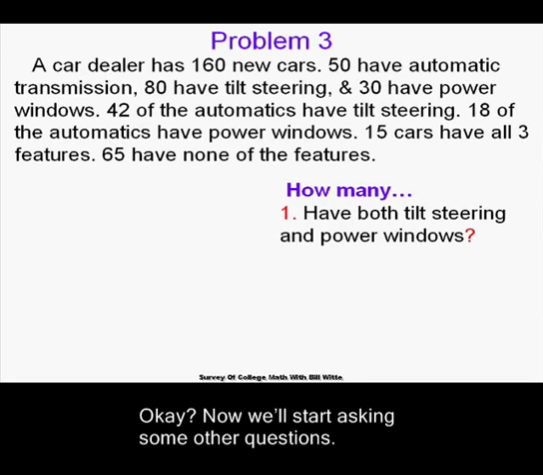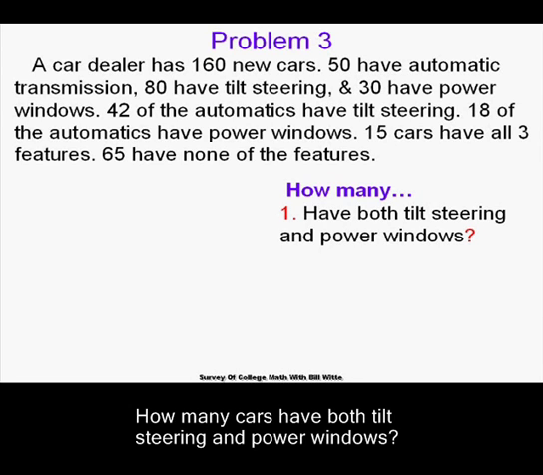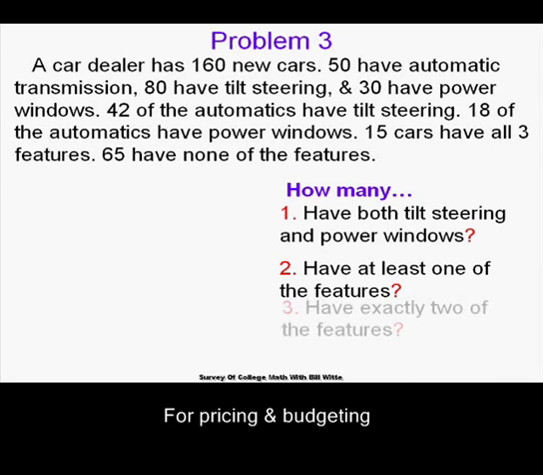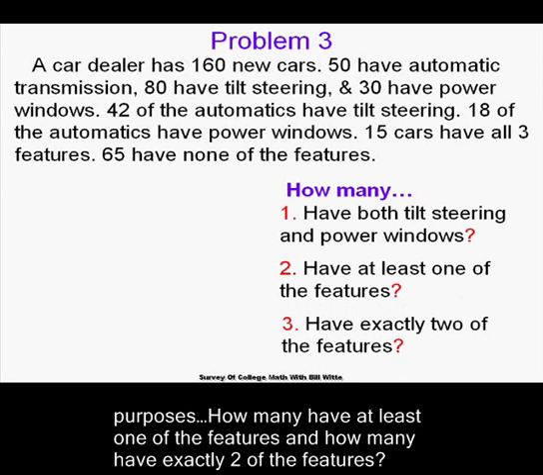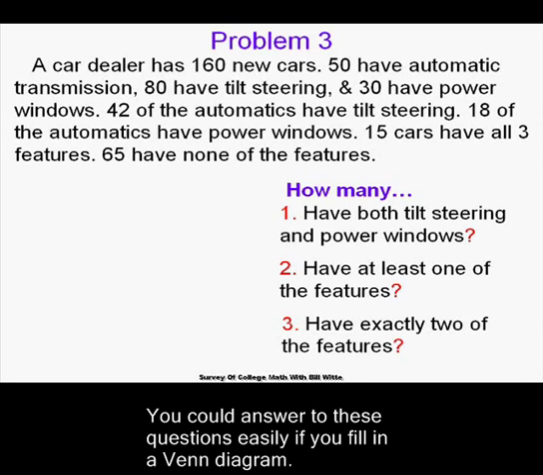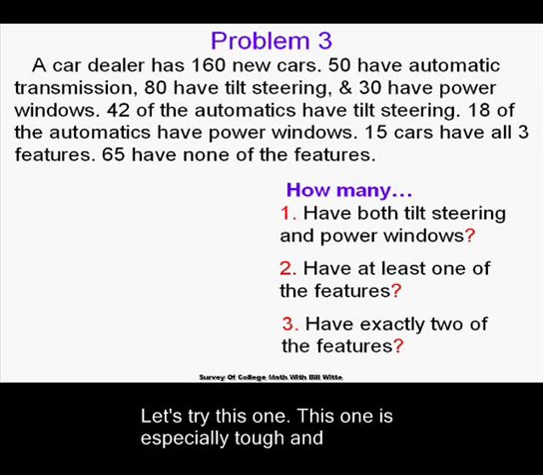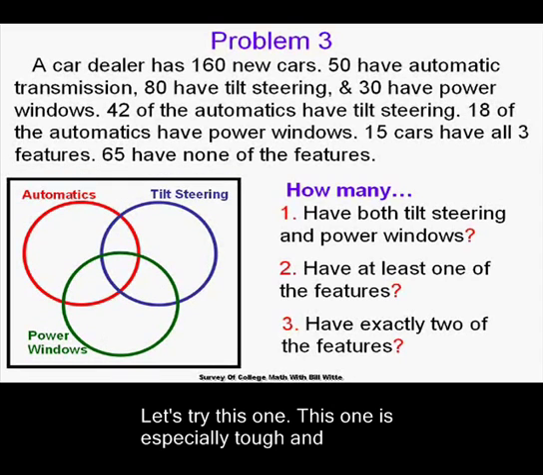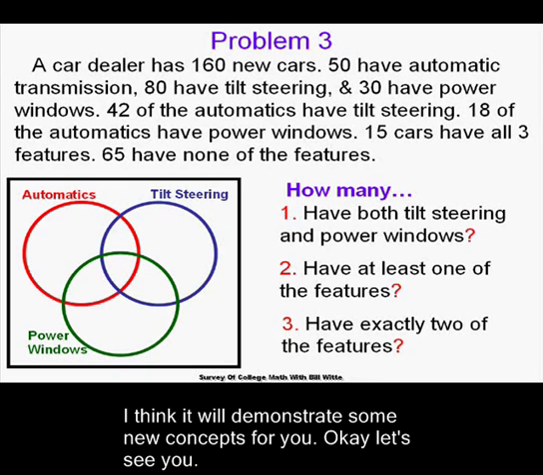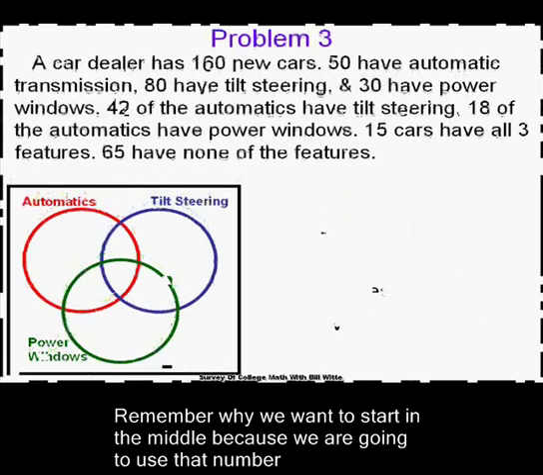How many cars have both tilt steering and power windows? How many have at least one of the features? And how many have exactly two of the features? You couldn't answer this without a picture, that's for sure, but you can answer it easily if you fill in your Venn diagram. Not because they are easy, but because they are hard. Let's try this one, because this one is especially tough, and I think it'll demonstrate some concepts for you.